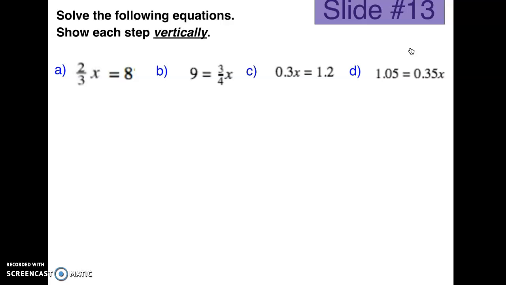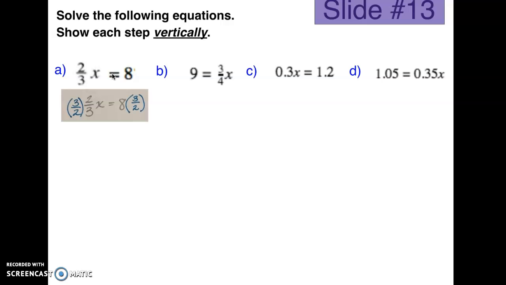In order to get x by itself, or just figure out what 1x is, we are going to multiply both sides, property of equality, by the reciprocal of 2/3. And the reciprocal of 2/3 would be 3/2. So again, property of equality, whatever I do to one side, I do to the other.